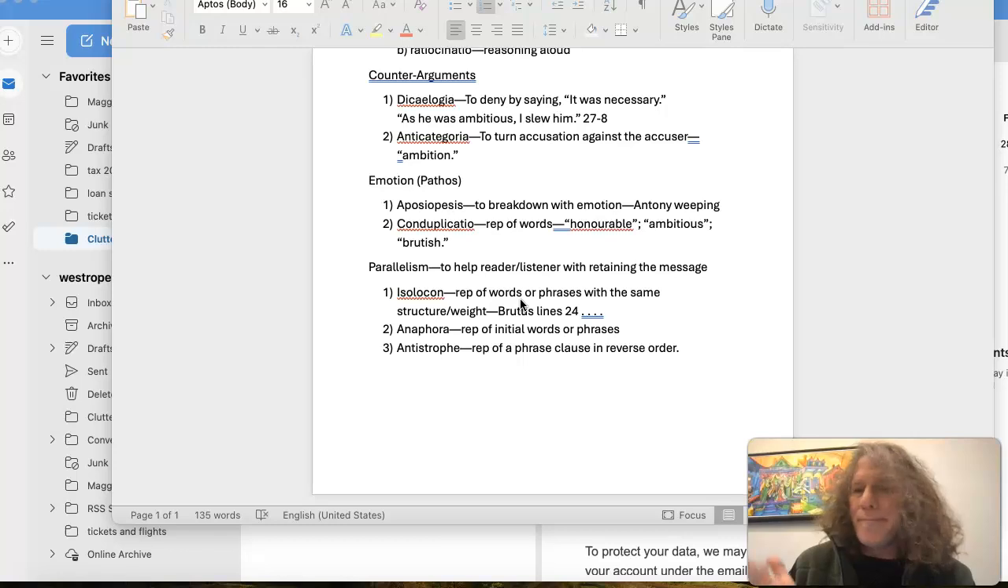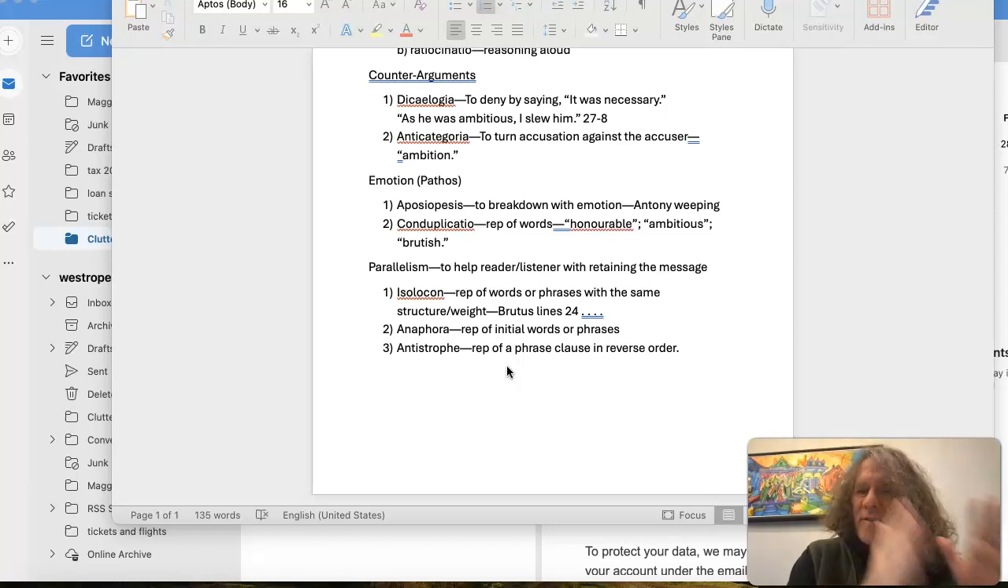And it could be done with 3 words, like veni, vidi, vici, I came, I saw, I conquered, as long as it has the same weight in grammar. And then anaphora is just simply a repetition of initial words or phrases. This is more of a poetic device, but it is used here with and Brutus, yet Brutus, but Brutus by Antony. And then finally, antistrophe, a repetition of a phrase or clause in reverse order.